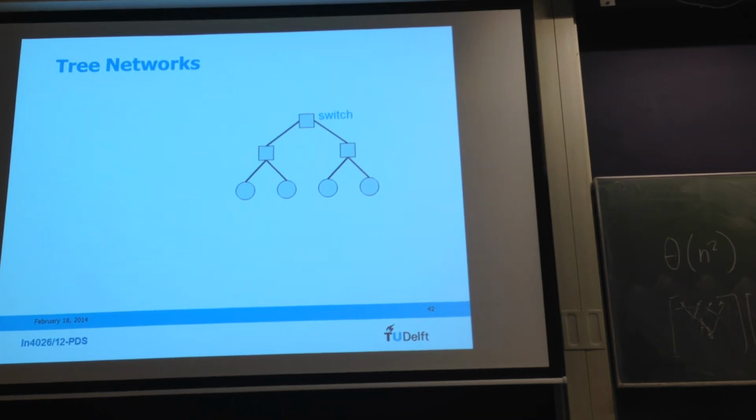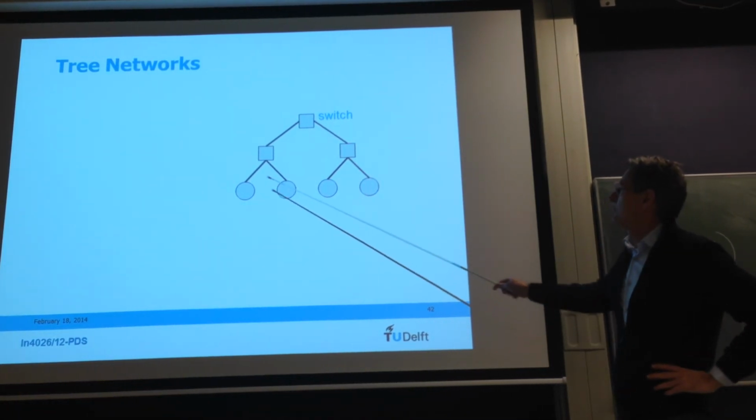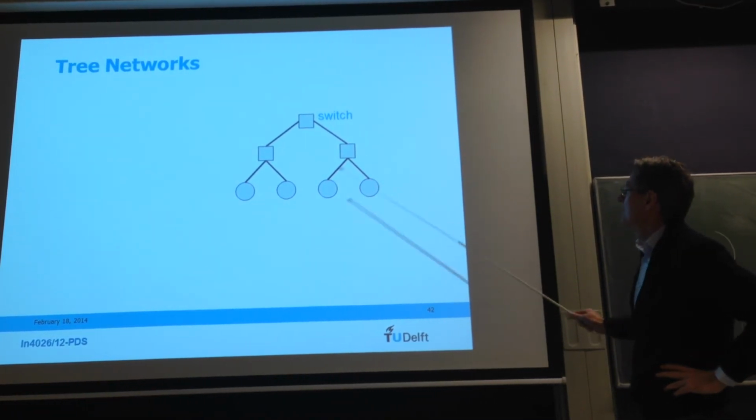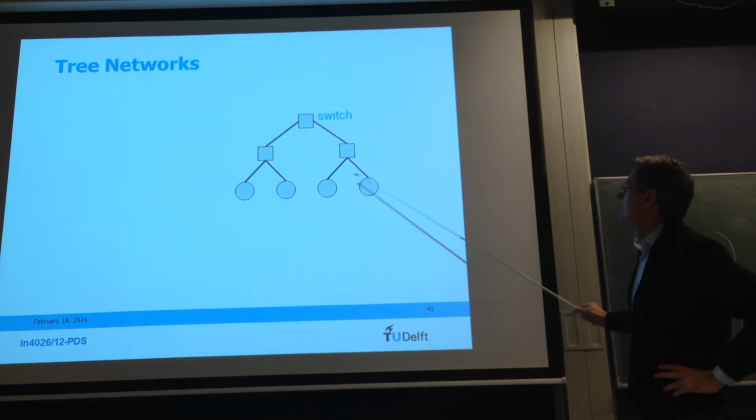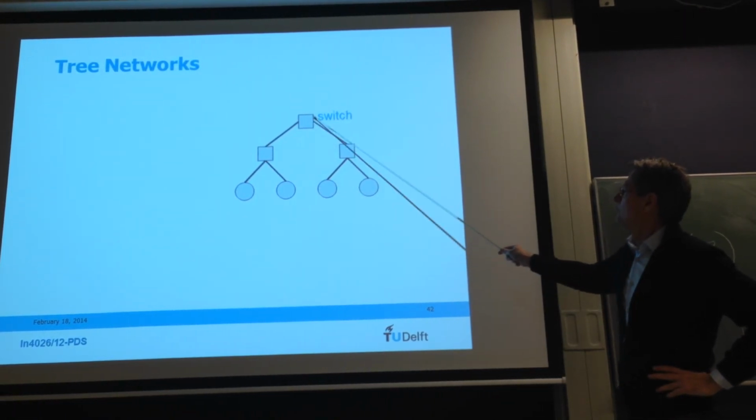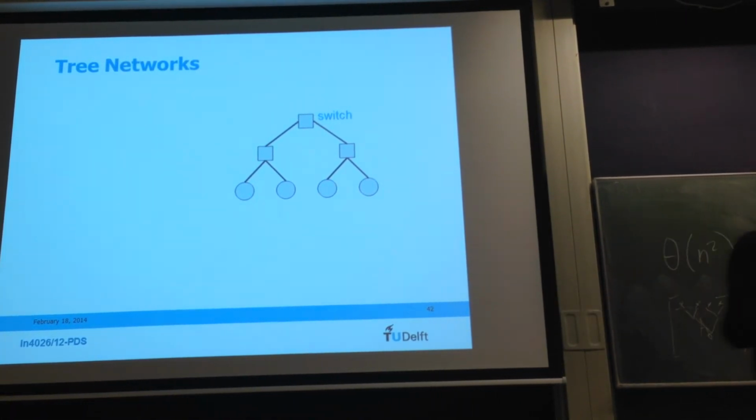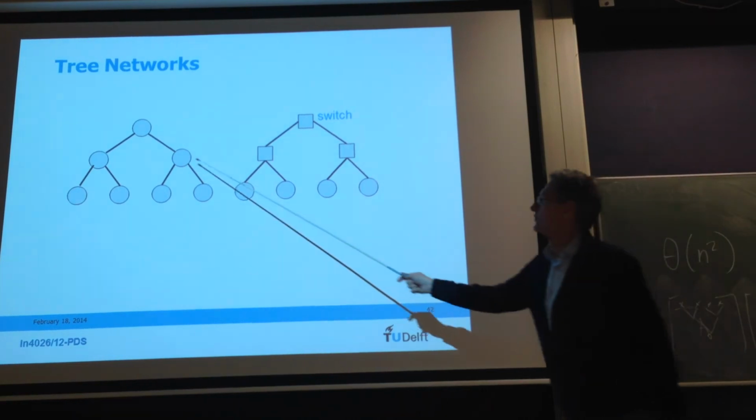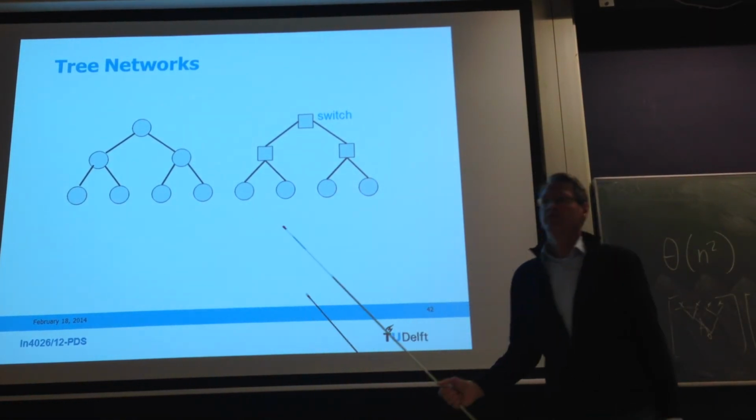Of course, we can also have a tree network, and this is an example of a dynamic tree network where the computations, the nodes, are in the leaves, and the switches are in the upper half of the tree. Of course, we can also have a system like that where also the intermediate levels are processors.